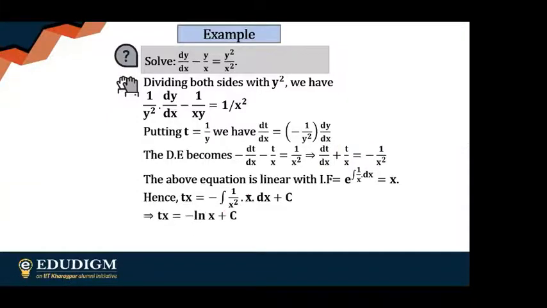Integration korle ekhane ki ashbe? This will just be minus ln x plus c. Of course, make sure you put the value of t, because we assumed t equals 1 by y for our own convenience. So put back the value of t and that's it. We are sorted. ठीक है? So I hope this is okay with all of you.